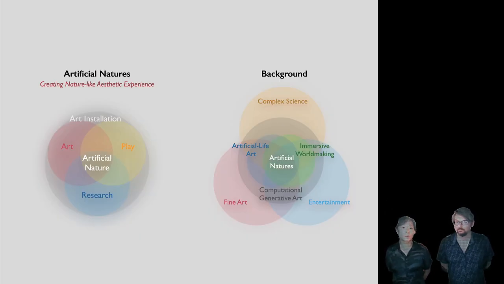Artificial nature is a form of computational generative art, creating artificial life ecosystems as immersive worlds. Sometimes it's easier to describe with a diagram. These diagrams show how it sits between different fields of knowledge and practice.